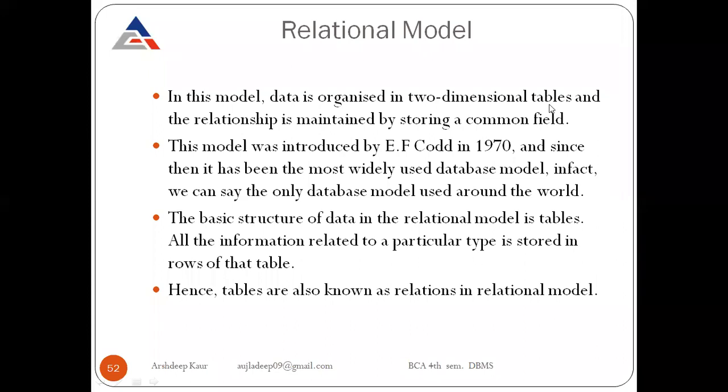The next model is the relational model. In this model, the data is designed and organized in two-dimensional tables. We have to represent the data in the form of tables, that is, in the form of rows and columns. The basic structure of data that we store in the relational model is tables only. Tables are known as relations in the relational model, and a table is a combination of rows and columns.